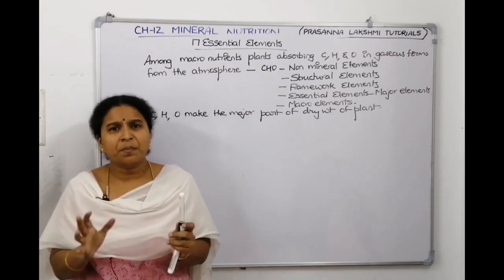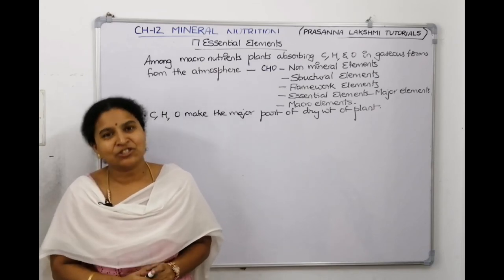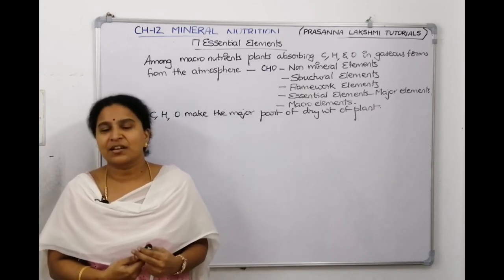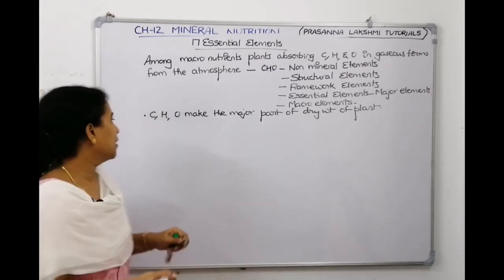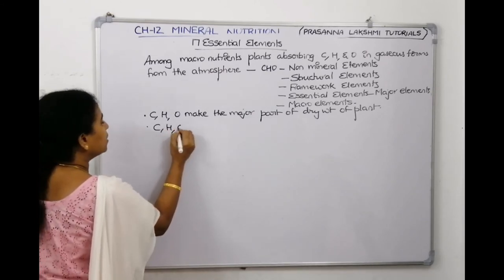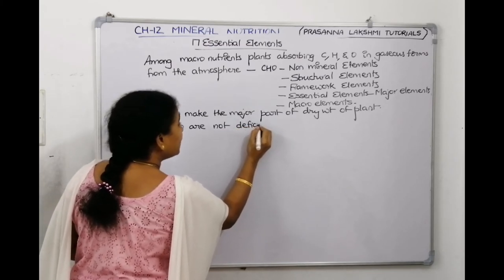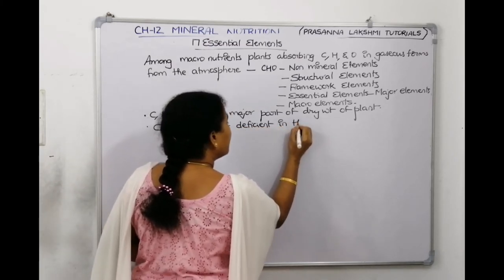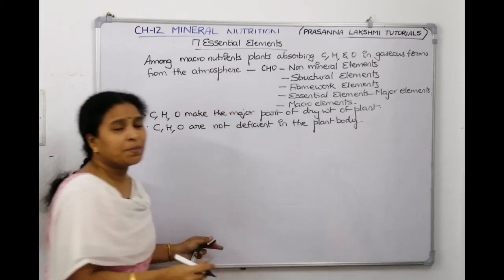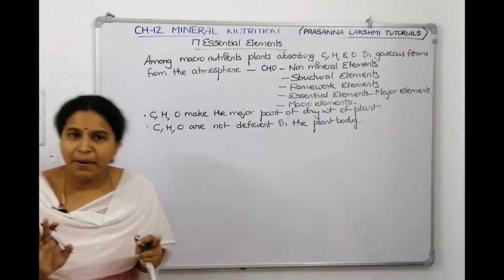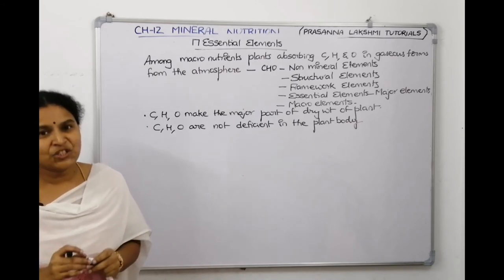And since carbon, hydrogen, oxygen are present in each and every corner of the plant body, the plant will never show deficiency for carbon, hydrogen and oxygen. So we can tell CHO are never deficient in the plant body. Why are they not deficient in the plant body? Because they are making the major biomolecules. So the plant will not show any deficiency symptoms with C, H and O.